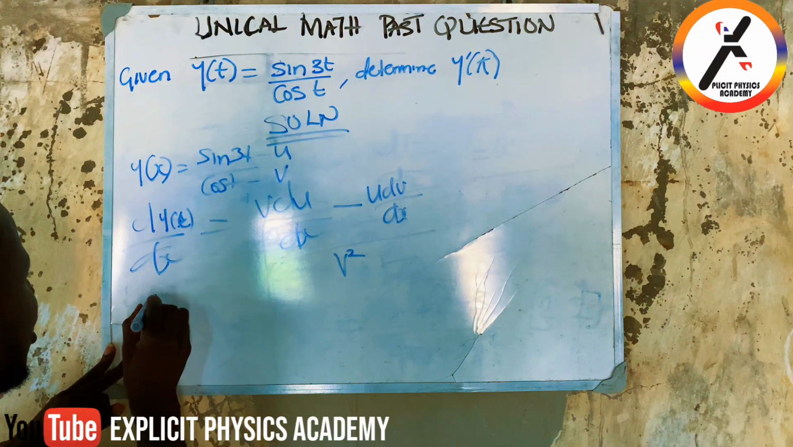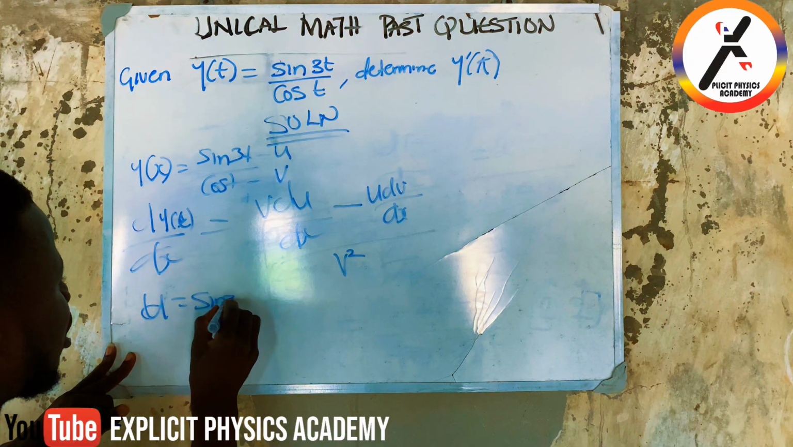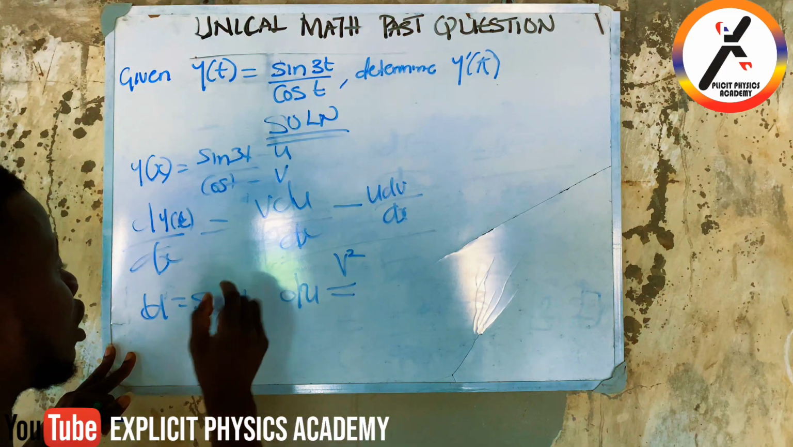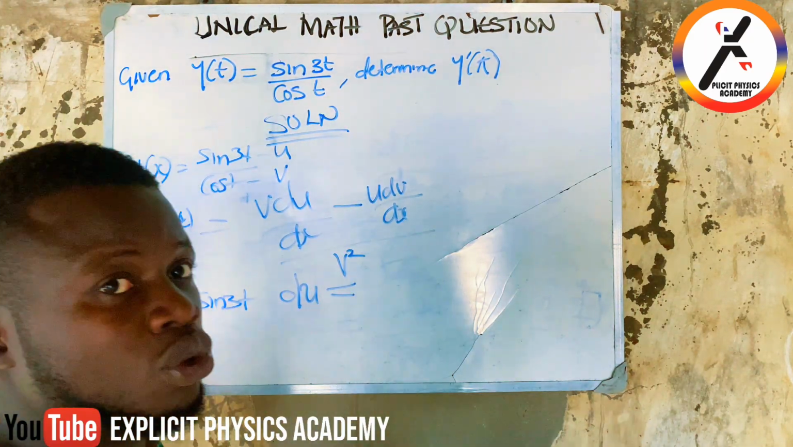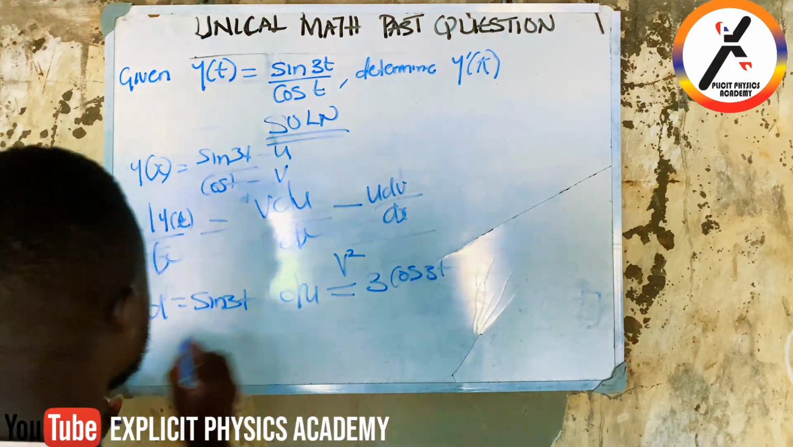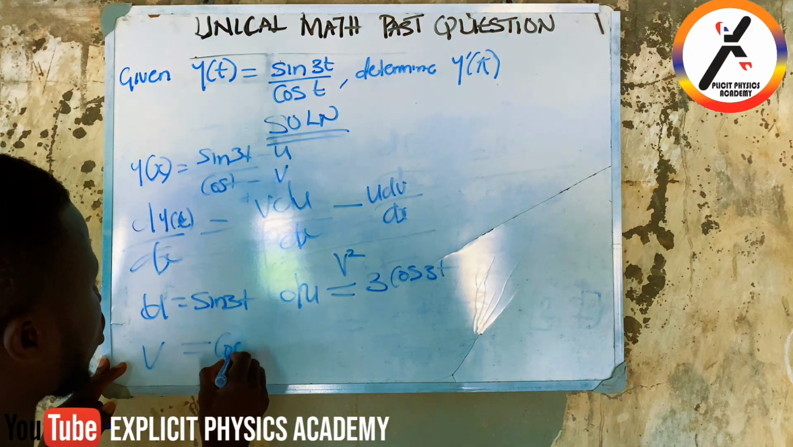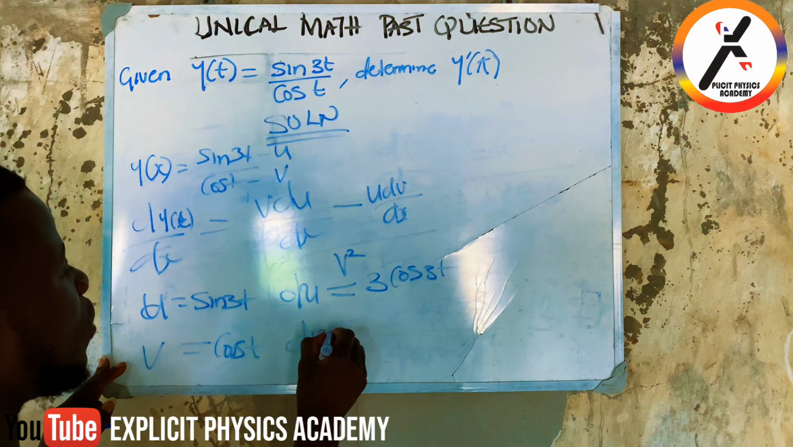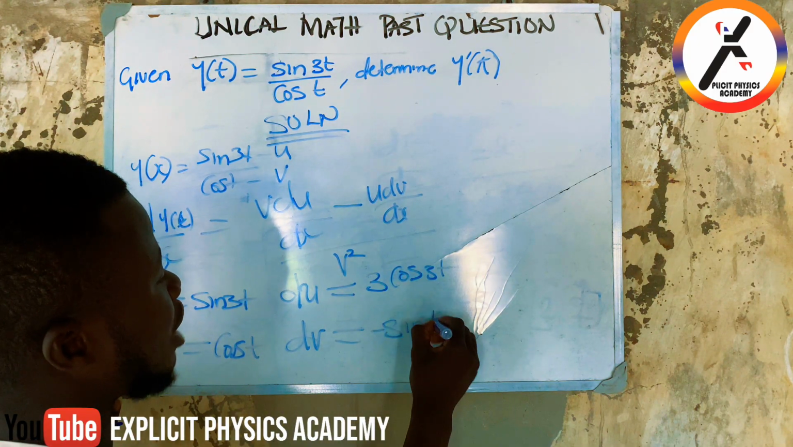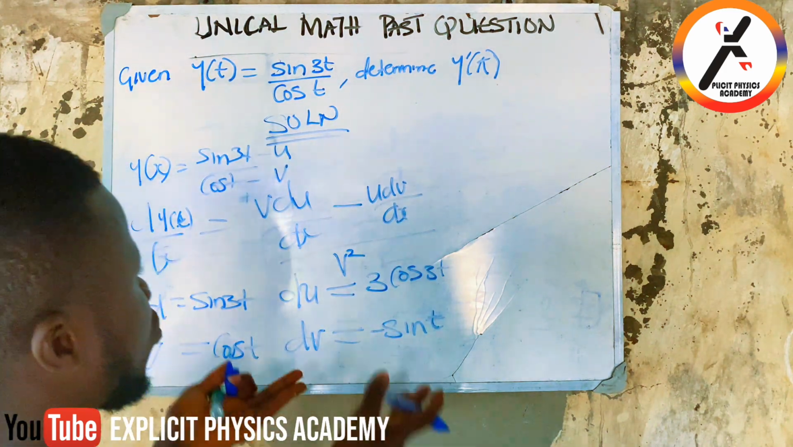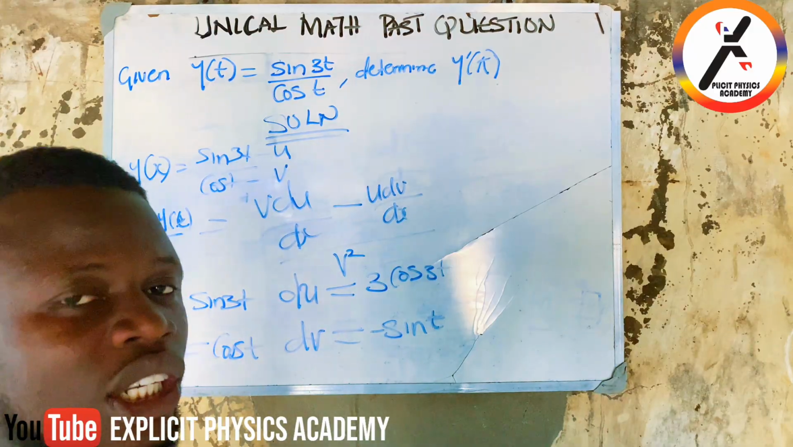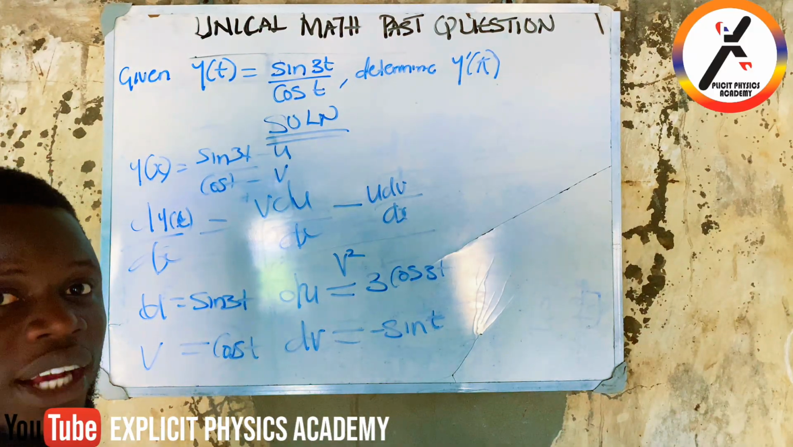Here is our u and here is our v. Differentiating u equal to sine 3t, du will be equal to what? We will use the chain rule, so we're going to have 3 cos 3t. Now we have v equal to cos t, and dv will be equal to minus sine t. Now what do we have to do? We have to put this into the original equation and then get the final answer.